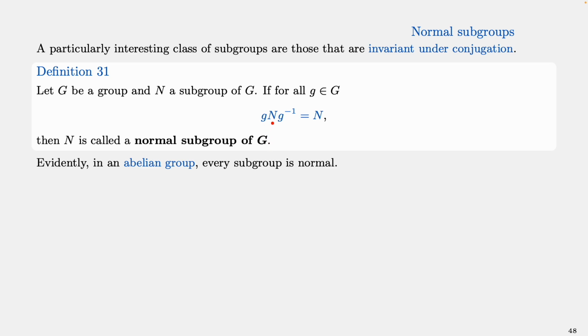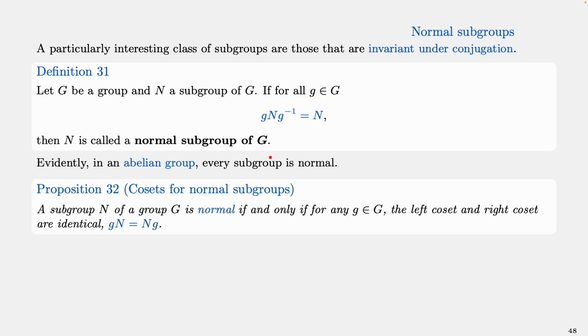Again, this follows by just checking if you have g times some element n times g inverse, you can just switch the position of n and g inverse, then the g and g inverse cancel out, and all that remains is n. And we have the following proposition about the cosets of normal subgroups. So a subgroup N of group G is normal if and only if for any element g of the group G, the left coset and right coset are identical. So gN is equal to Ng.